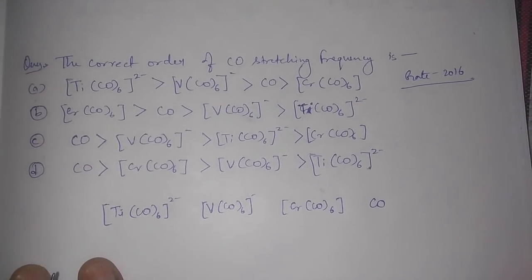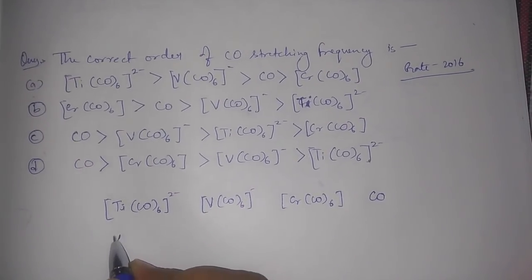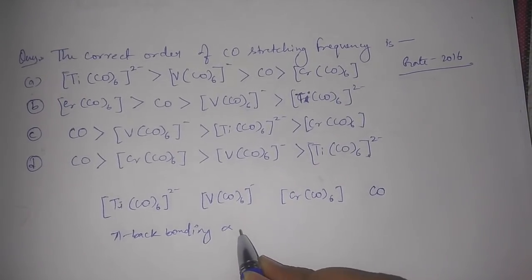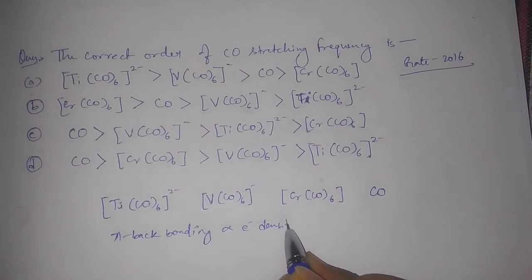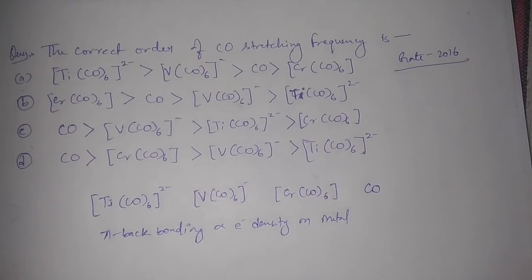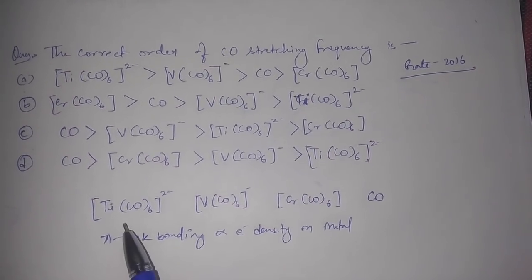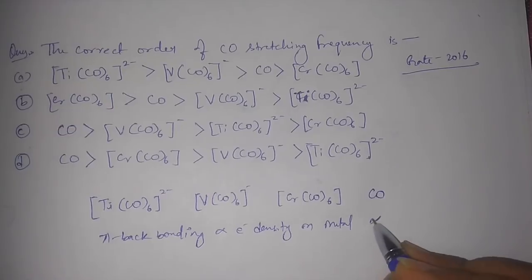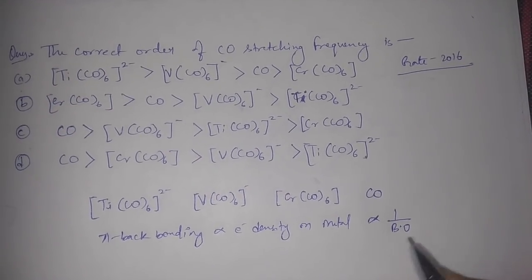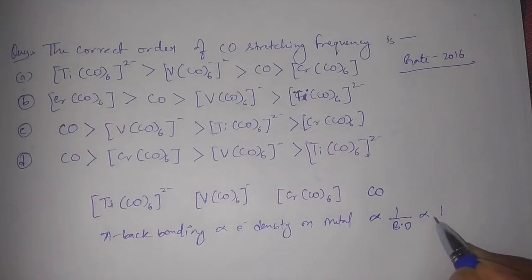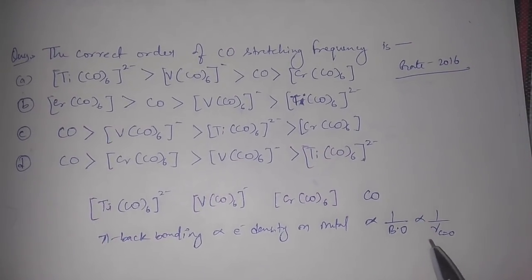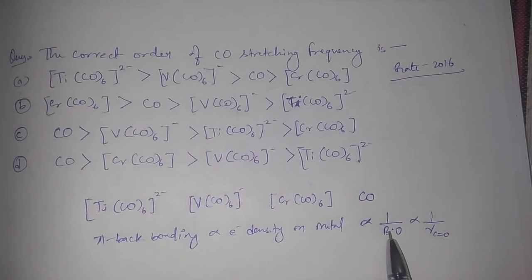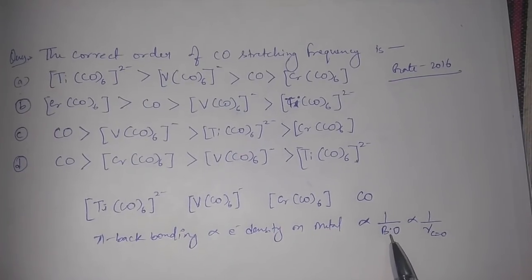Now how will back donation increase? Pi back bonding is directly proportional to electron density on the metal. So if your metal has more electron density, then it will have more pi back donation. And I already told you that pi back donation is inversely proportional to bond order, and bond order and frequency are directly proportional, so it will be inversely proportional to frequency as well. Here in the question they are asking about CO frequency, so it will be for CO.